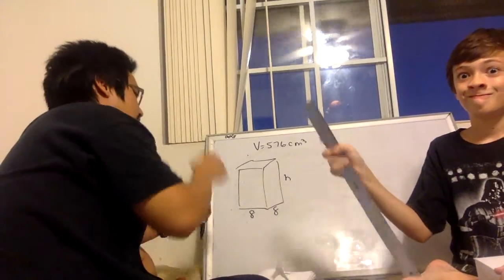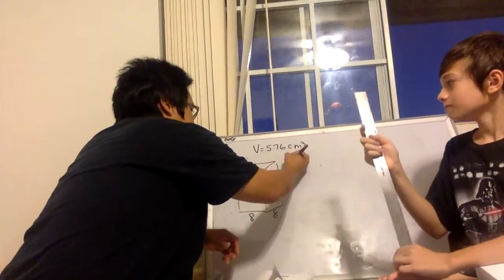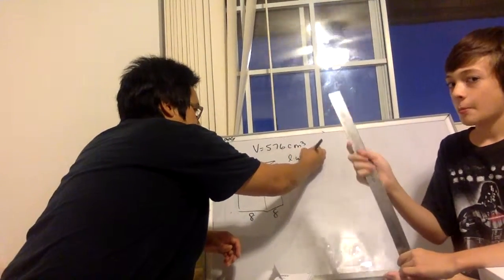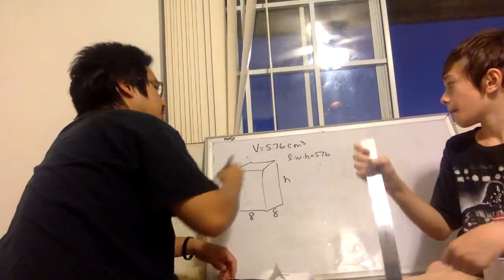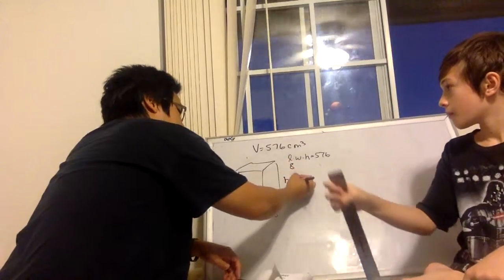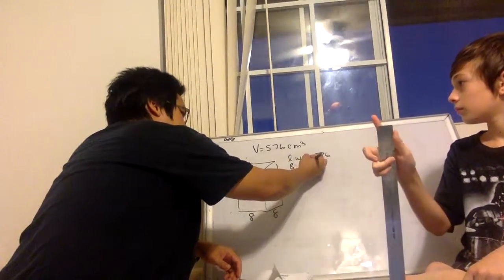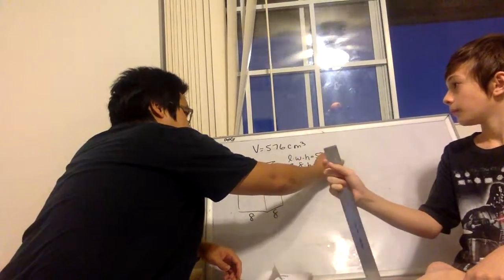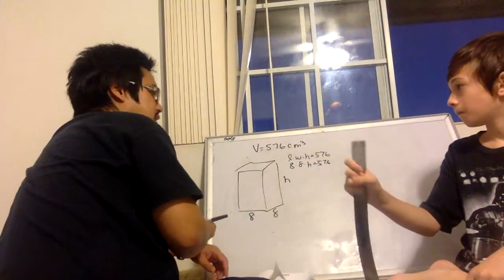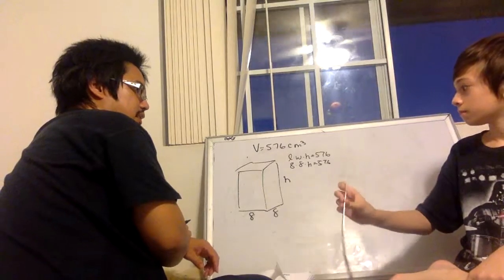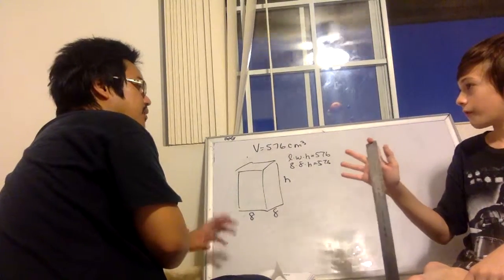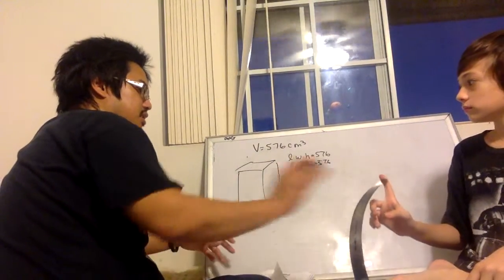Okay. The equation, Ben, is this. Length times width times height equals 576, right? Equals the volume. Length is 8, width is 8, height we don't know, equals 576. So then you just say, all right, how do you figure out what h is? How do I get rid of all the stuff that's attached to the h?